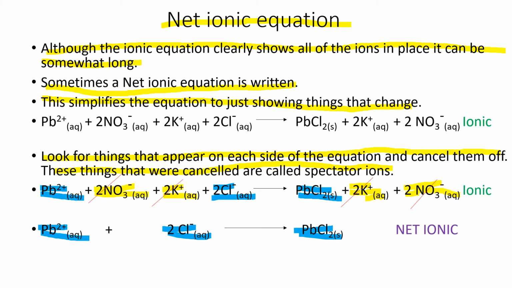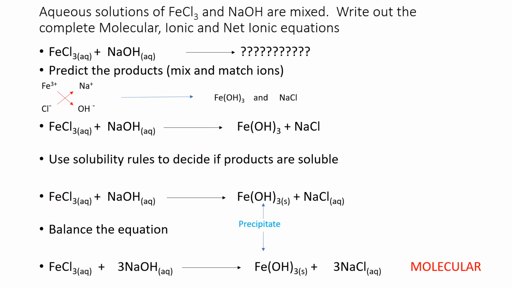So this was one example. Let's look at another example that goes through this. In this one, we're going to be looking at aqueous solutions of FeCl3 and NaOH being mixed. We're going to write out the complete molecular, ionic, and net ionic equations from these. So what are we looking to do? We're going to react FeCl3 and NaOH, and we're going to try to figure out what those are going to produce. So again, just like before, the first step is to predict the products.